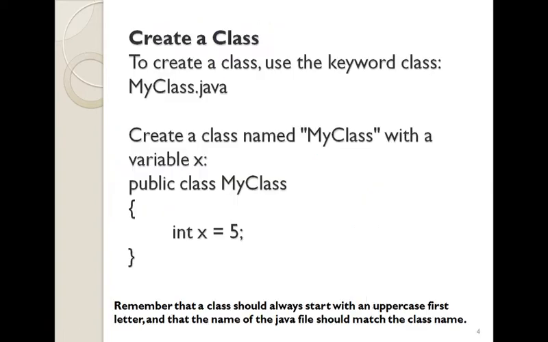Now, how to create a class? To create a class, use the keyword class. Suppose I save the program as MyClass.java. When we create a class named MyClass with a variable x, it is created with public class MyClass, opening curly brace, int x = 5, that means 5 is assigned to x, and here is the closing curly brace.